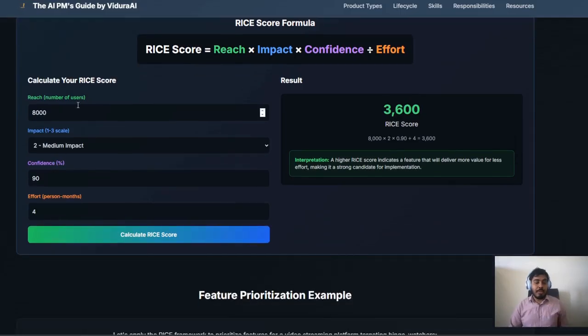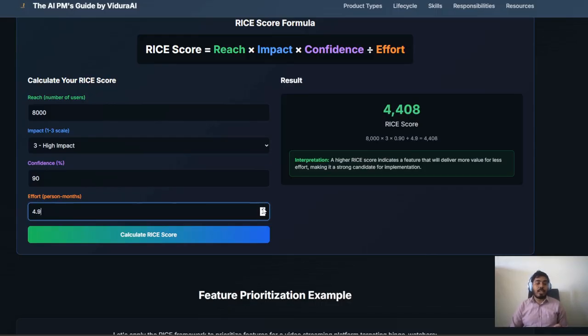So, for example, let's say you want number of users at 8,000. So you need impact as high impact and you have confidence like 90%. Then let's say person to month ratio is 4. Then you can calculate in here. So let's say I just changed it. So it's real time, like interacting.